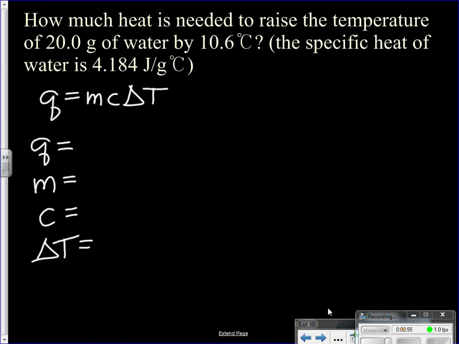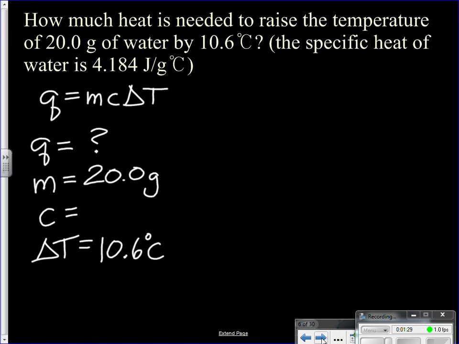And so we read it right off the bat. The question says, how much heat is needed? Well, we know the variable for heat is Q, which means that's our question mark. That's the thing the question is asking about, how much heat. And we see that it's how much heat is needed to raise the temperature of 20 grams of water. So we see 20 grams, that's our mass. So we write that in. And we're trying to increase the temperature by 10.6 degrees C. That is our temperature change. So our delta T is 10.6 degrees C.